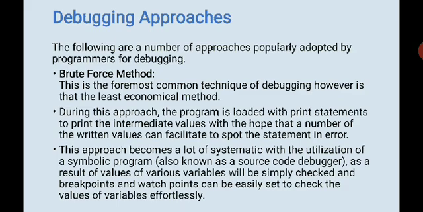During this approach, the program is loaded with print statements to print the intermediate values, with the hope that the printed values can help to spot the statement in error. So you load all the print statements, and then you see the intermediate values and see how they help you find the error in the statement. This becomes a lot more systematic with the utilization of symbolic programs, that is, source code debuggers.